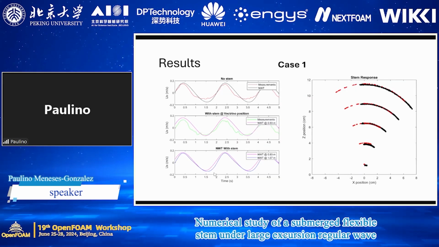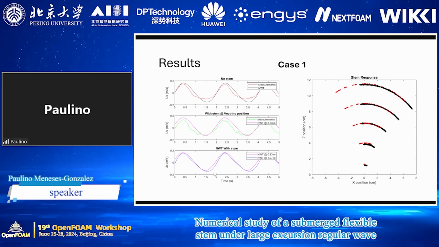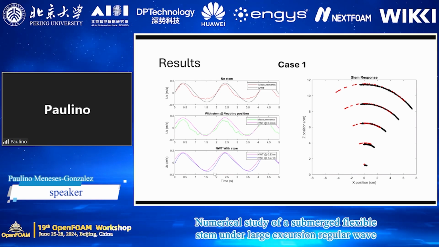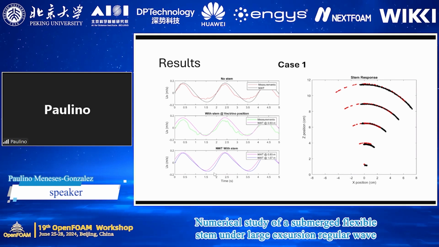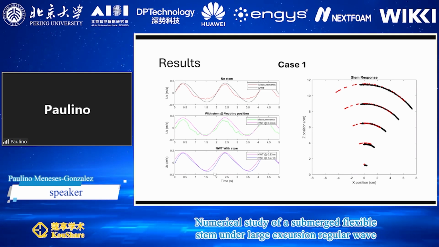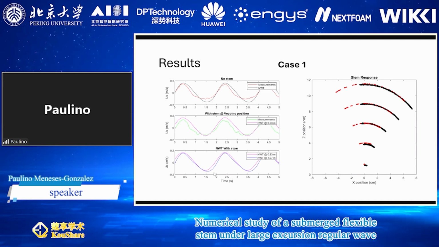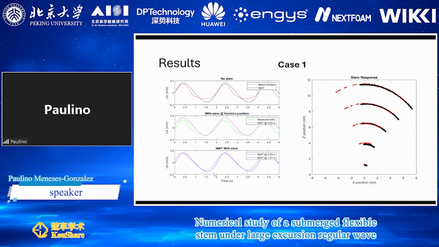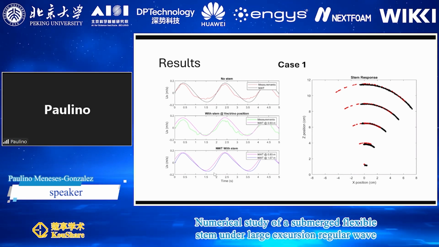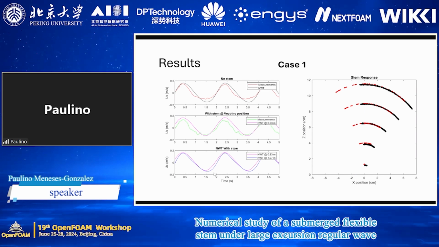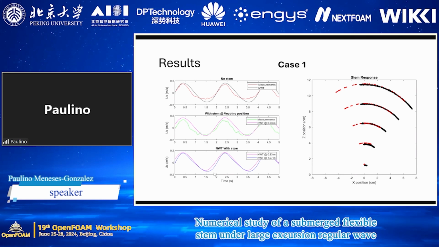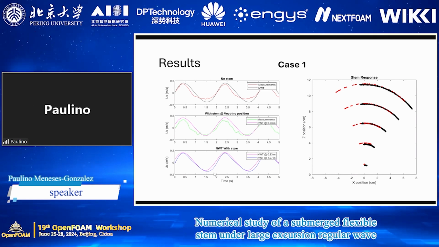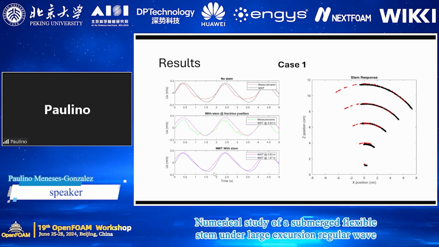Moving forward to the results, I want to show the stem response and the velocity, because the water level didn't change so much. It doesn't make sense to show the plots because they are practically the same. But the stem response you can see on the right side. The black dots are the measurements, and the red dots are the numerical result.